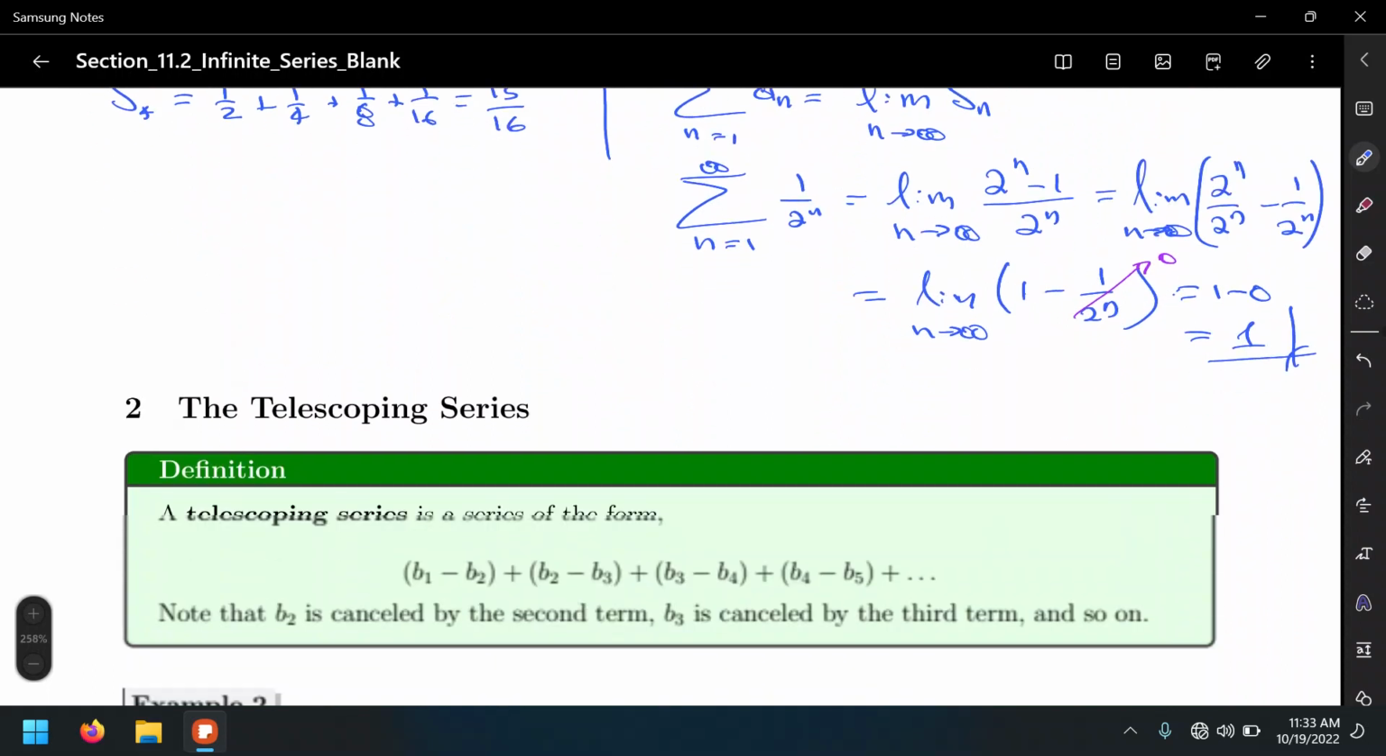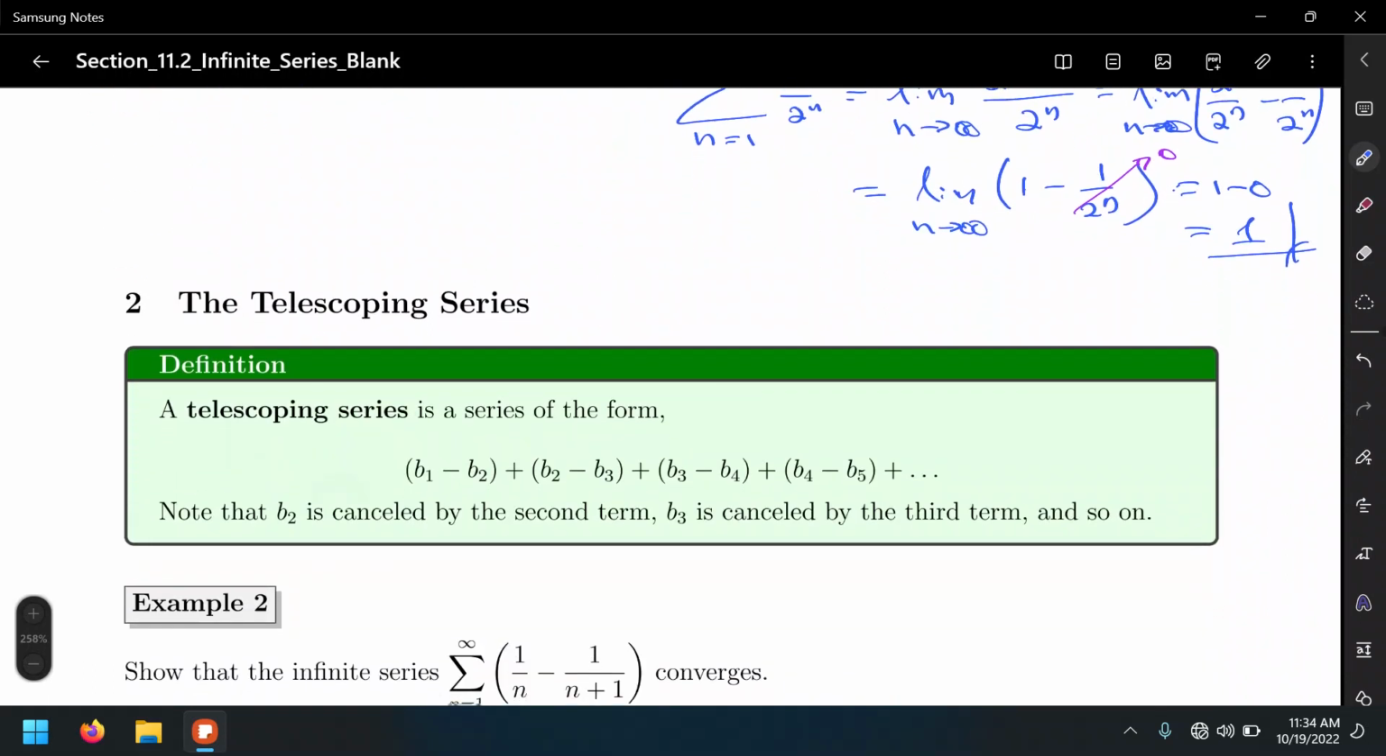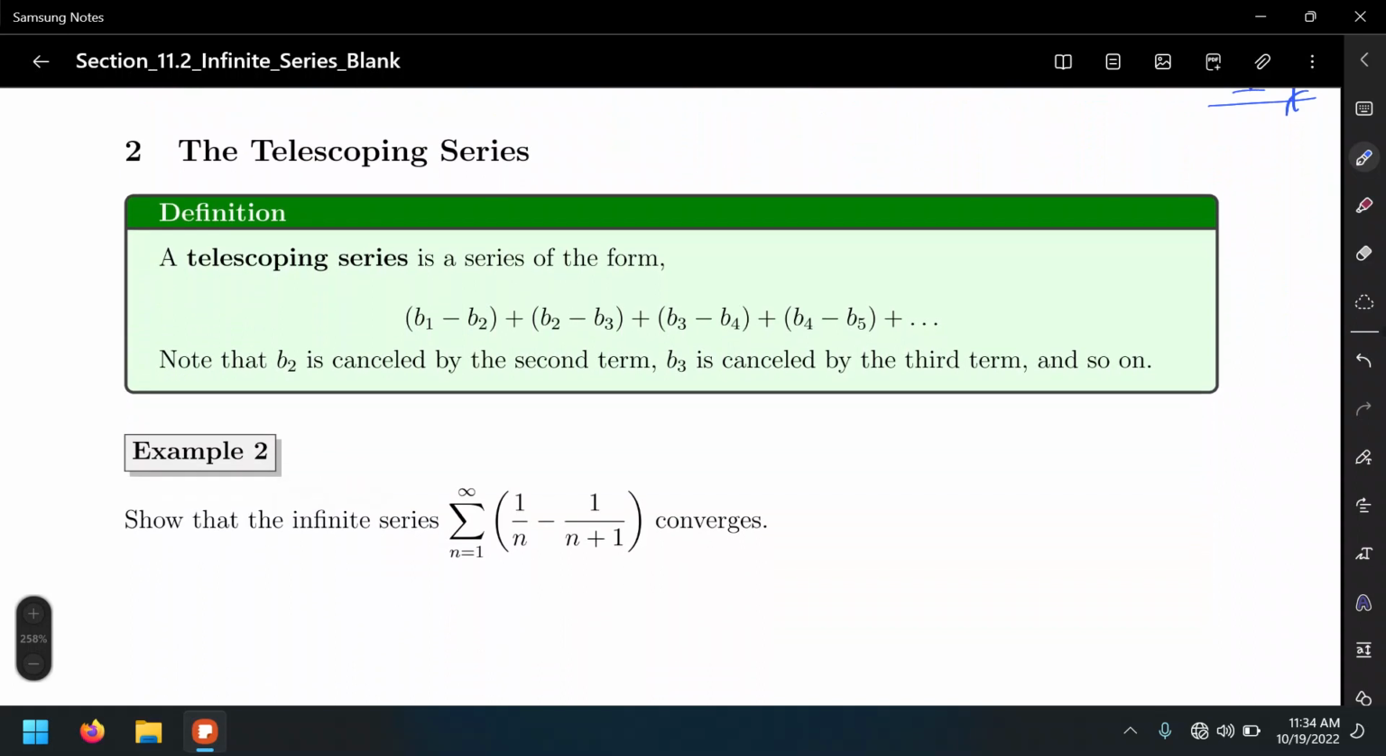First, we're going to look at the telescoping, and then we'll look at the geometric part. All right. The first series that we're going to look at. Well, actually, we're skipping one. We're skipping the root test for some reason.